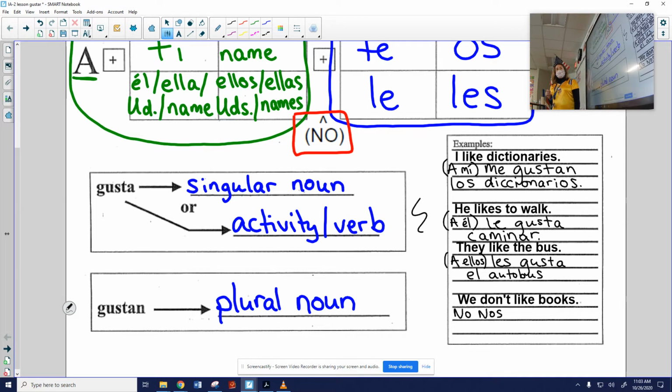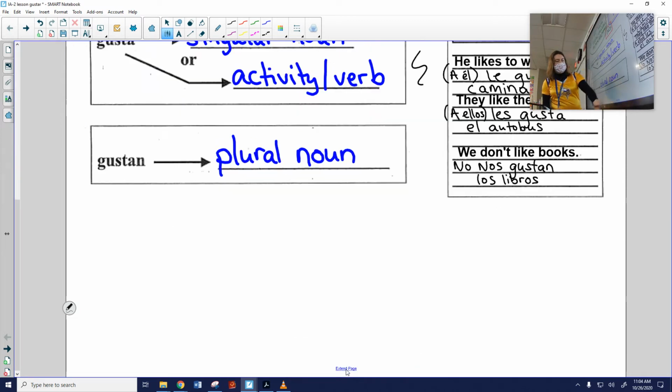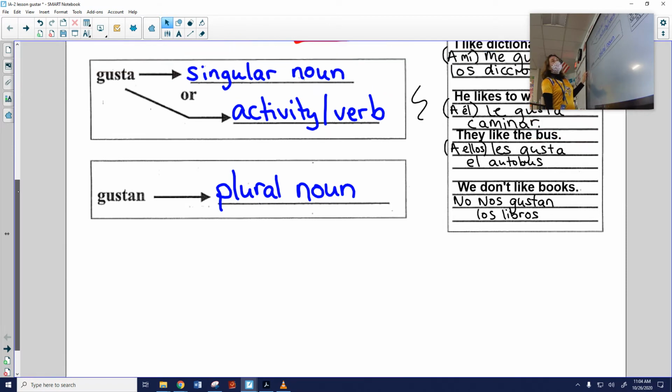Which like are we going to use? Gusta or gustan for books? Gustan. Books is plural. There's more than one. No nos gustan. Books. ¿Cómo se dice en español? Los libros. Los libros. Now, this might be kind of hard to see if you're in the back. Lo siento mucho. Bring it up a little bit. I don't know if that helped. No, my picture's in the way.